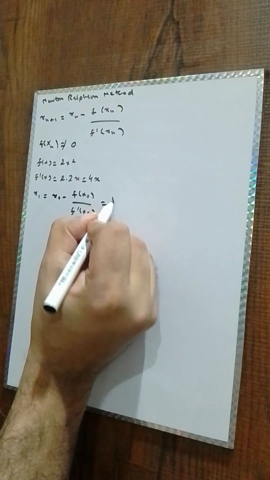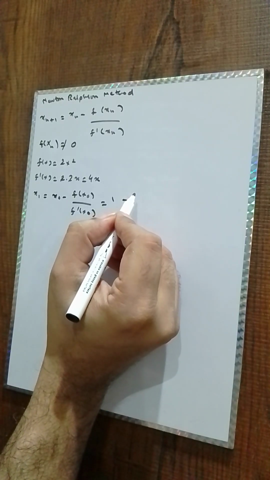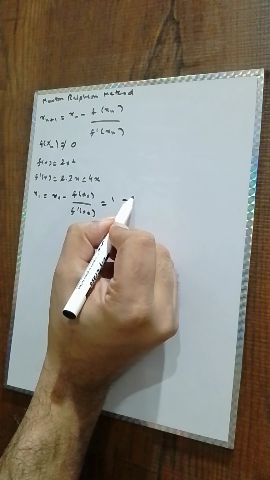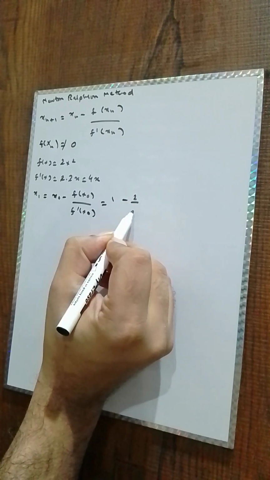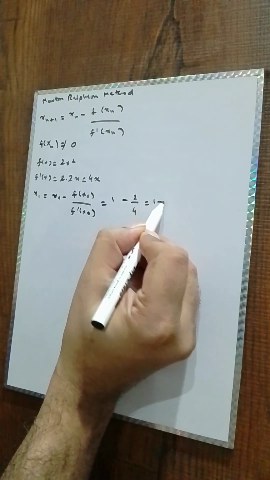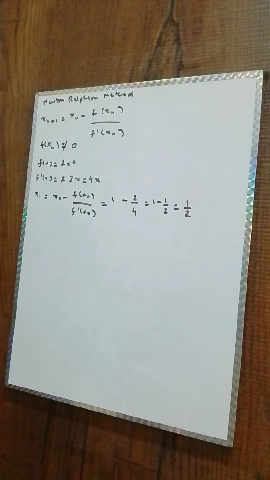So it cannot be 0, so we start with 1 minus 2x square, which is 2, and 4x, which is 4 in this case. So 1 minus 1 by 2 is equal to 1 by 2.